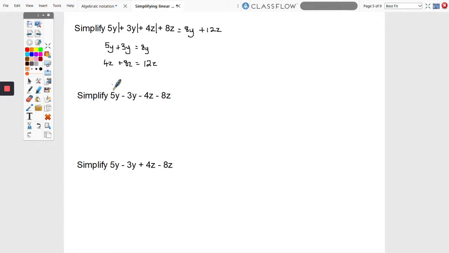So I'm going to do the same thing with this one. I've got 5y minus 3y minus 4z minus 8z. So again, line before the sign. So I've got 5y and then I've got minus 3y, and that's going to give me 2y, and then I've got a negative 4z. I'm going to take away another 8z, so that will give me negative 12z. So that's going to give me 2y minus 12z.